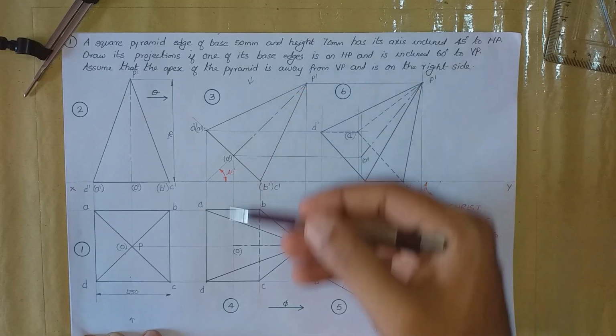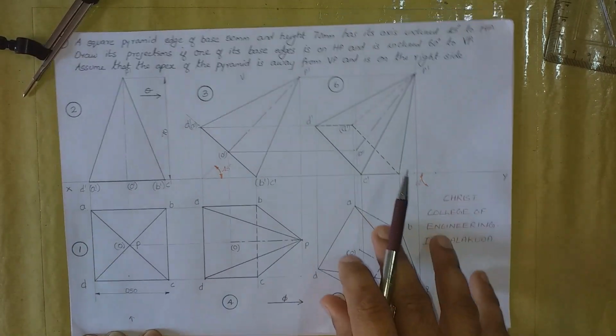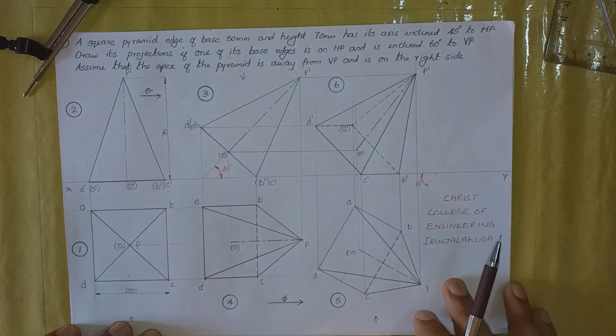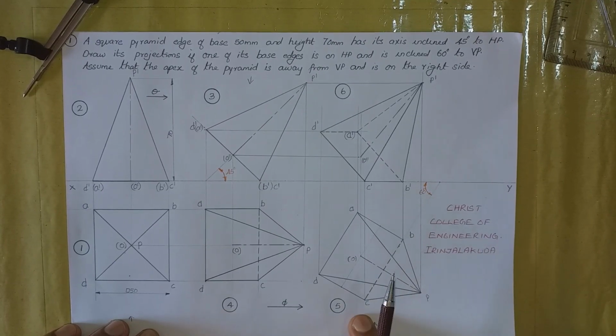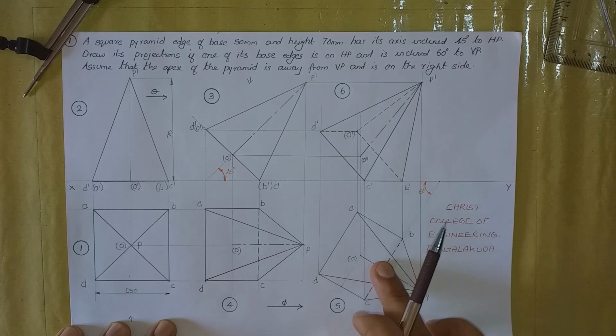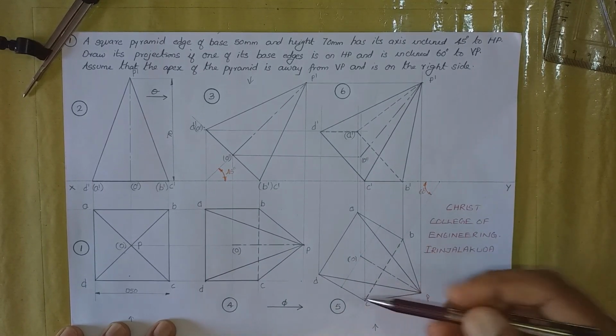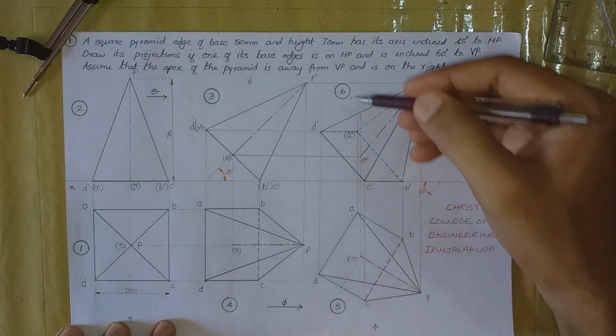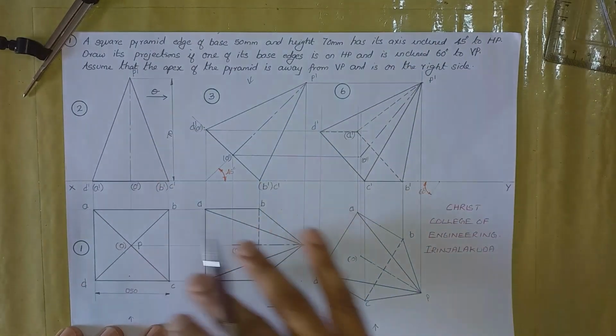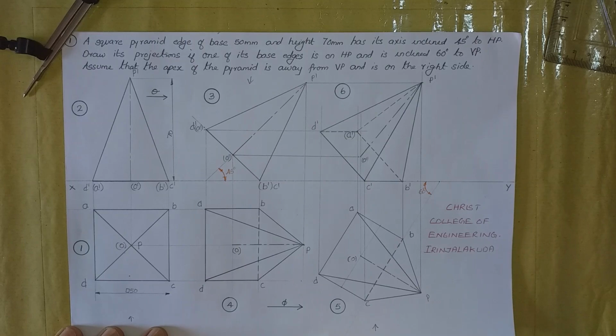From 3 we obtained 4 by extending projectors from both these diagrams. And again from 4 to 5 it is a reconstruction. Dimensionally these two diagrams are the same. The only difference is in the inclination, that is 60 degrees. From diagram number 5 we proceeded to diagram number 6. So this is the way in which we will be solving this particular problem.